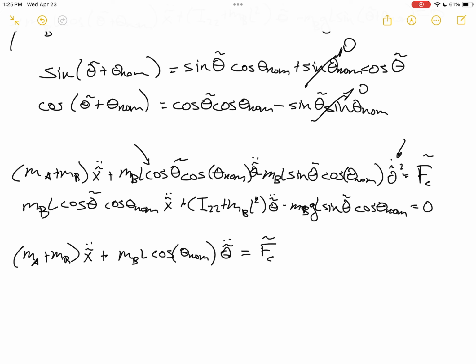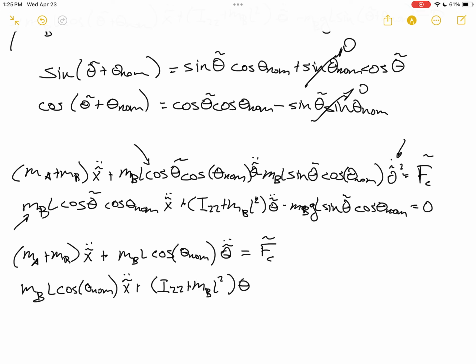And then the second equation, the cosine theta tilde in the first term here linearizes to 1, so it's MBL cosine theta nominal times x tilde double dot plus IZZ plus MBL squared theta tilde double dot. That's a linear term, so we'll leave it as it is.